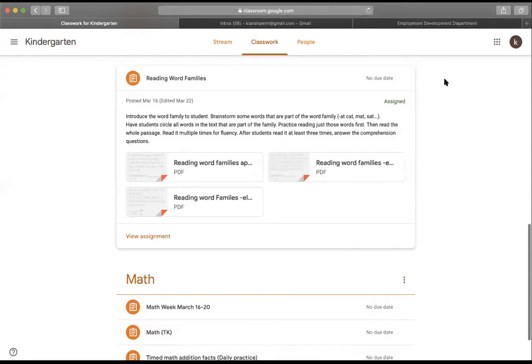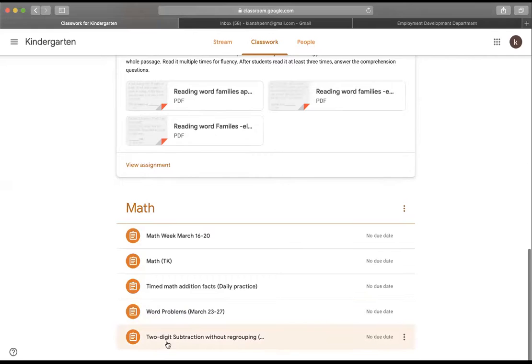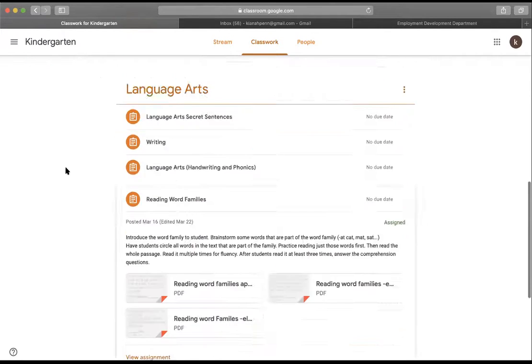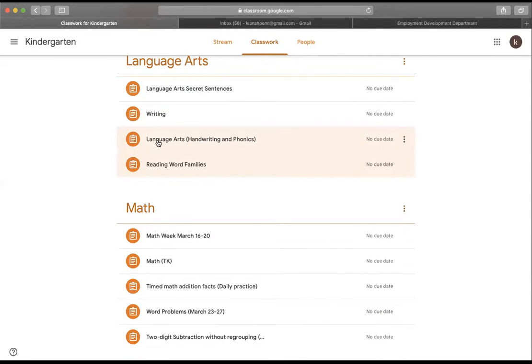The other worksheets I'll be able to put on my screen if you can't print them out. I'll also try and put on Google Classroom for tomorrow the worksheets that we're going to utilize. So if you want, you can print it, but like I said, you don't have to. All of that reading is going to be under reading word families.